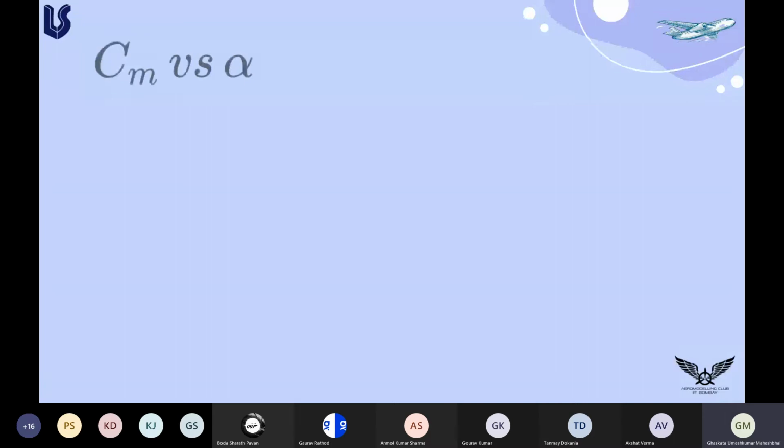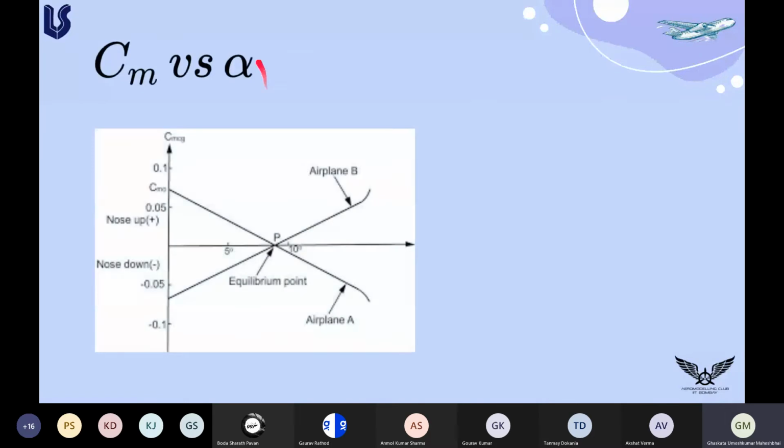The next is the CM versus alpha curve. Here CM is the moment coefficient, and this is the angle of attack, obviously. And here there are two types of airfoil, with a positive and a negative slope. You have to keep in mind that positive CM means nose up, and negative CM means nose down, meaning pitch up and pitch down of an aircraft.